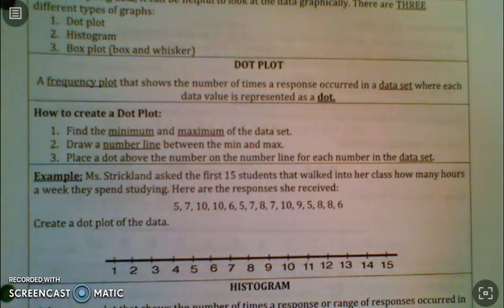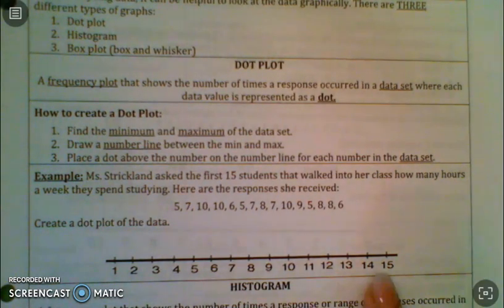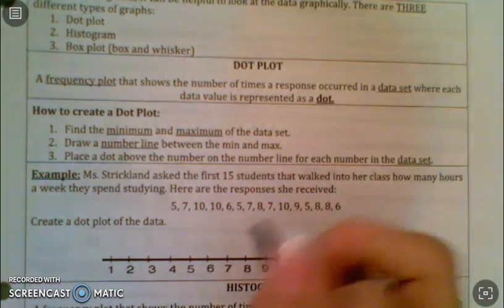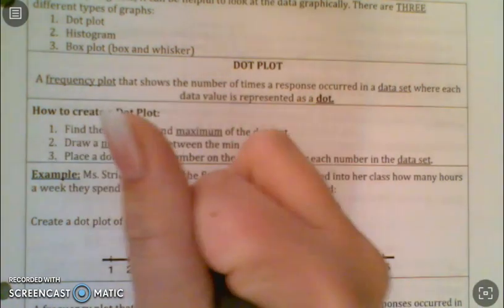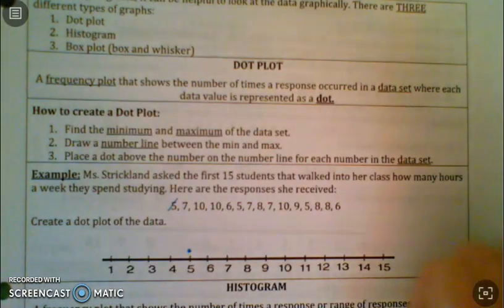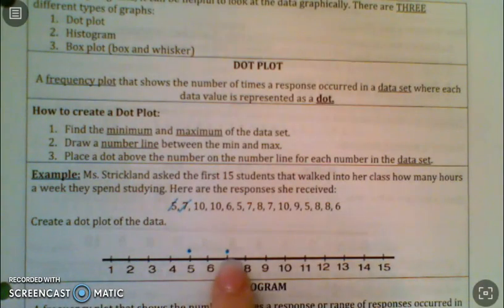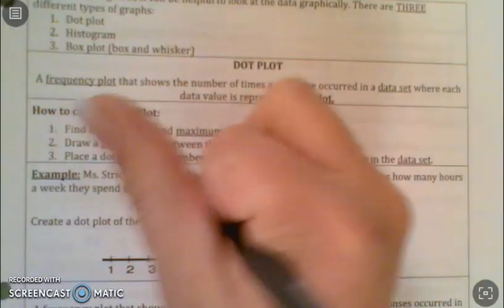So for our example, we have Ms. Strickland asked the first 15 students that walked into her class how many hours a week they spent studying, and here are the responses. We need to create a dot plot. We already have the number line created, so now we just need to go through and put a dot over each of these numbers on the number line. So 5, I'm going to cross it out and put a dot. 7, and when we make these dots, you want to make sure they're at about the same level. 10 and 10, so I'm going to put 2 dots on 10.